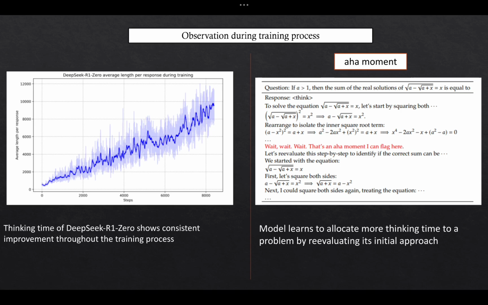With this, the model learns to allocate more thinking time to the problem by reevaluating its initial approach, right? The researchers have noticed that there is a self-reflection step which helps this R1-Zero version model generate more correct and accurate answers using an aha moment, right?